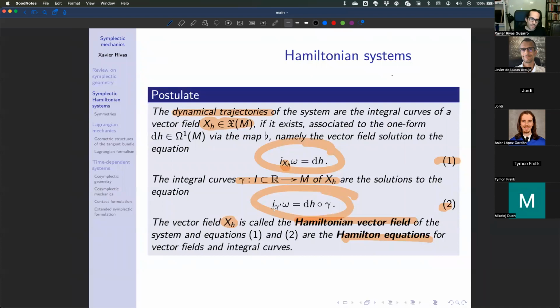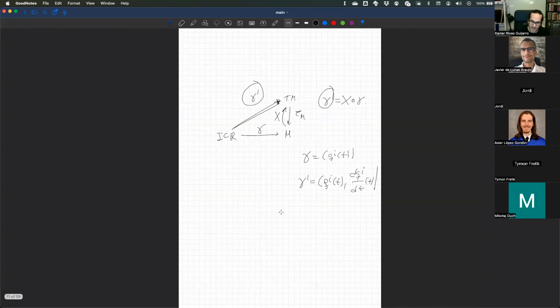So this is what gamma prime means. It's just the lift of a curve to the tangent bundle, and locally it looks like this. So you can think of it as the velocity of the curve somehow.